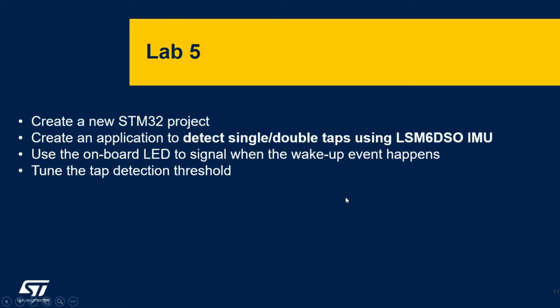In Lab 5 we will create a new project that uses the LSM6DSO inertial measurement unit. The sensor will be configured to detect single or double taps. Single and double taps correspond to acceleration pulses with specified intensity and timing. When taps are detected, an interrupt is generated. The firmware will wait for the interrupt to happen, then it will blink the green LED on the Nucleo board. We will tune the intensity threshold to make the sensor more sensitive to light taps.